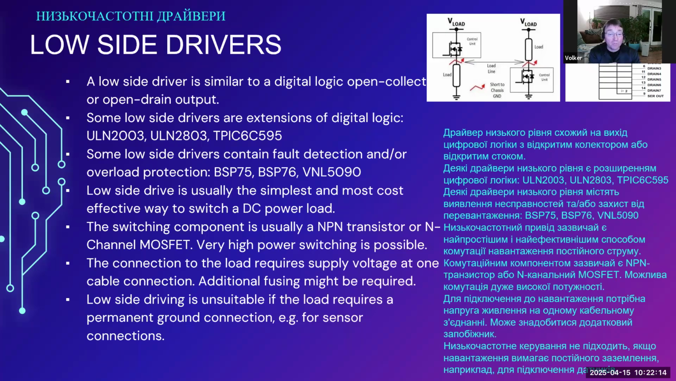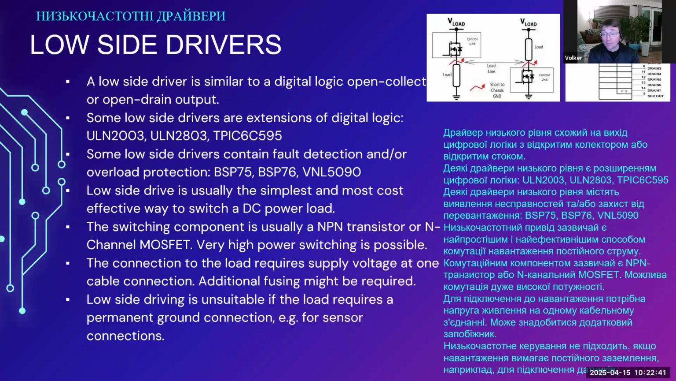Low-side drive is the simplest and most cost-effective way. I mentioned that the switching component is usually NPN or N-channel MOSFET, always. Very high power switching is possible. I'm saying that because you can get N-channel MOSFETs in very, very high current ratings. 190 amps, 200 amps is absolutely possible.